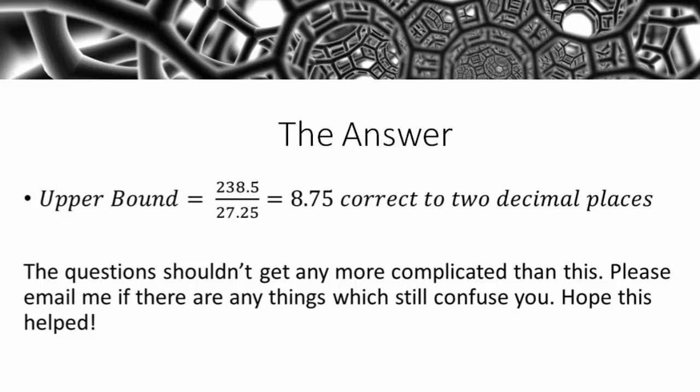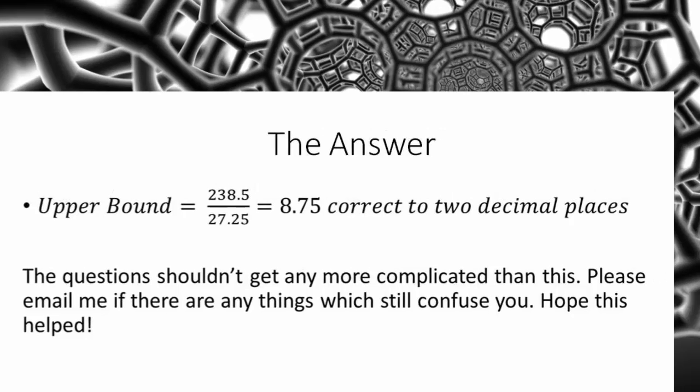If we're trying to work out the upper bound here, the miles were worked out to the nearest mile, so the upper bound for mileage is 238.5, but the petrol was worked out to the nearest tenth of a litre, and we need the lower bound for petrol, and therefore we want 27.25 for the petrol. Divide the numerator by the denominator and you get 8.75, correct to 2 decimal places.